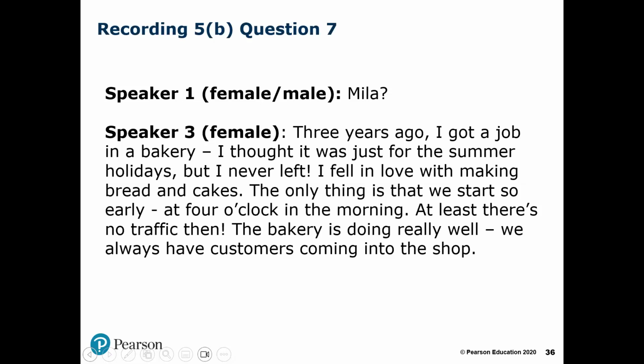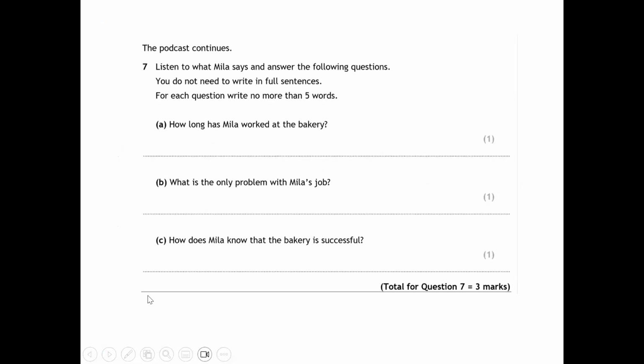At the end of this passage, it says the bakery is doing really well. "We always have customers coming into the shop." So the passage doesn't say the bakery is successful because we make a lot of money. Here the candidates need to infer, they need to say, actually, it's a successful bakery because of lots of customers. And so lots of customers would be the answer there. And that's a simple inference.